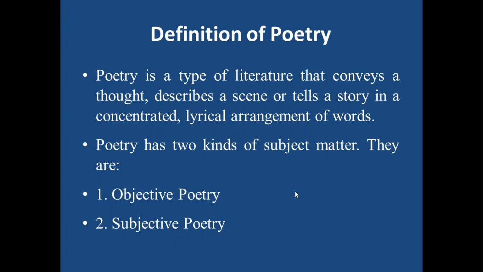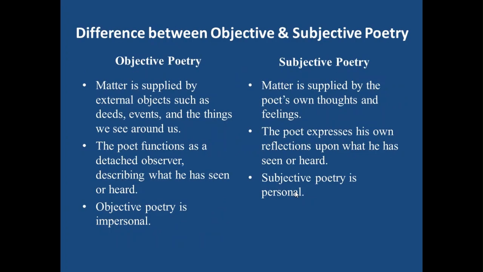This poetry has two kinds of subject matter. Number one is objective poetry, and the second one is subjective poetry. Let us try to understand the difference between objective and subjective poetry.